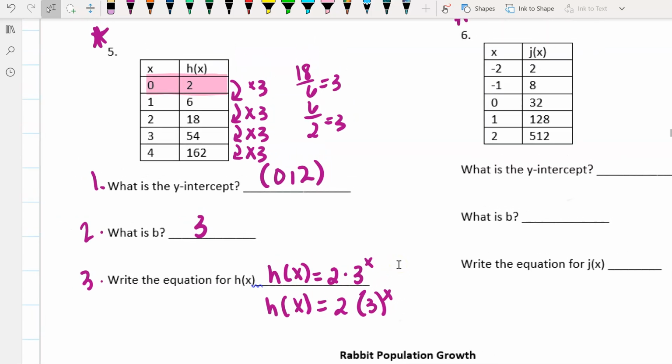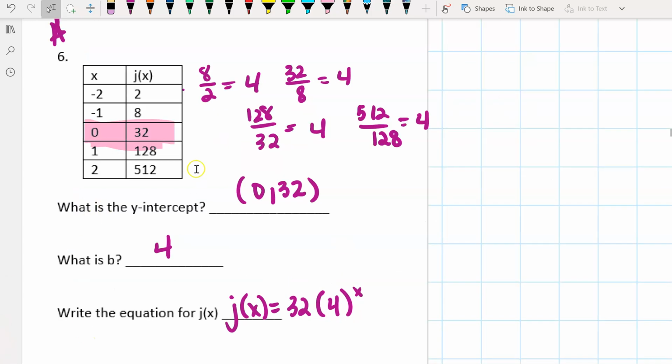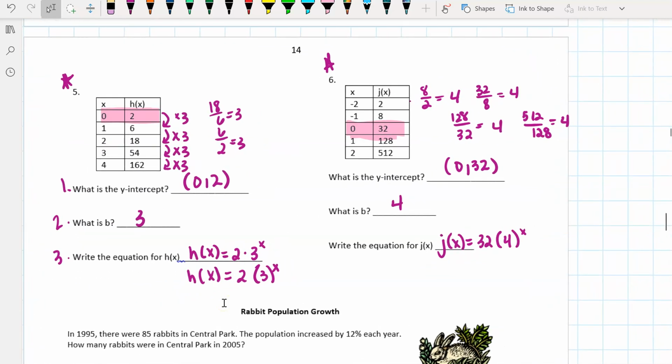So I want you to go ahead and continue and get number 6 done. So go ahead and do that now. All right, so you have a y-intercept of 0.32, it's where x is 0. B, your exponential base is 4, and then there is your equation. So let me know if you have any questions on how to do that from your tables.